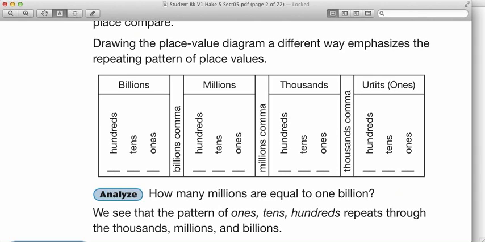We also put our commas in between our sets of three. So we always have ones, tens, hundreds, comma, 1,000, 10,000, 100,000, comma, 1 million, 10 million, 100 million, comma. Every time, we have a comma.